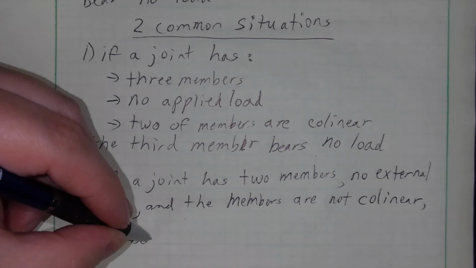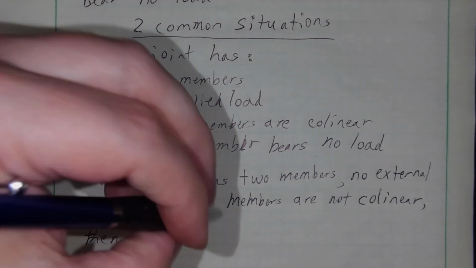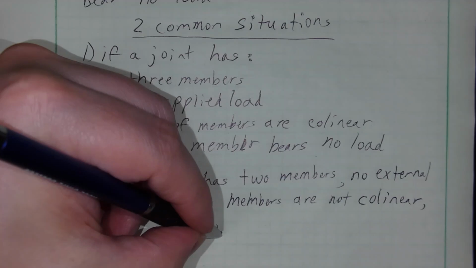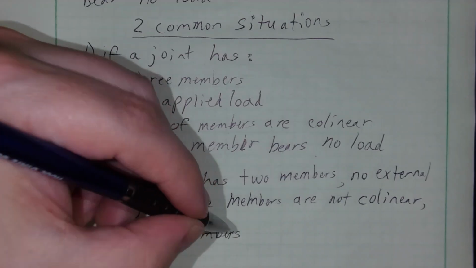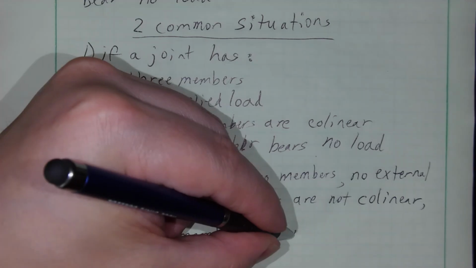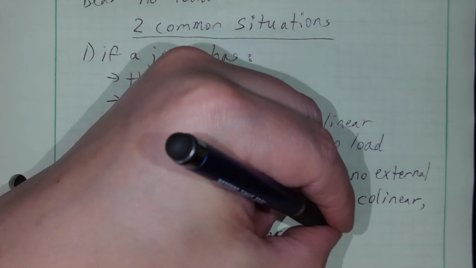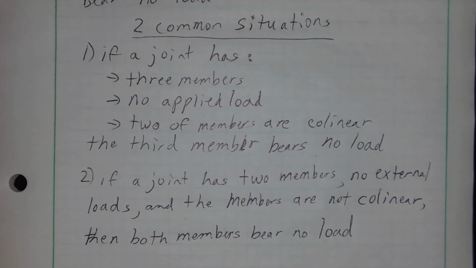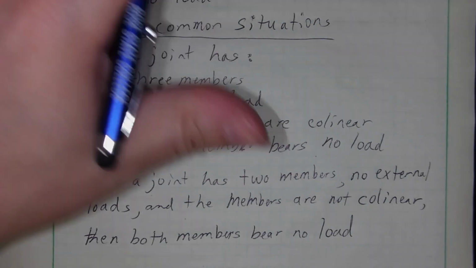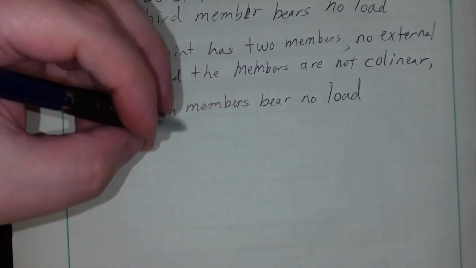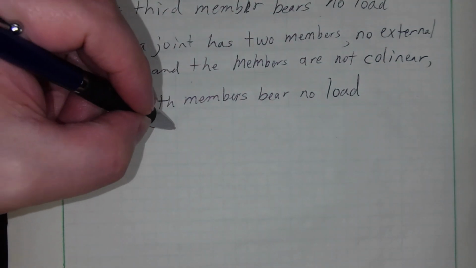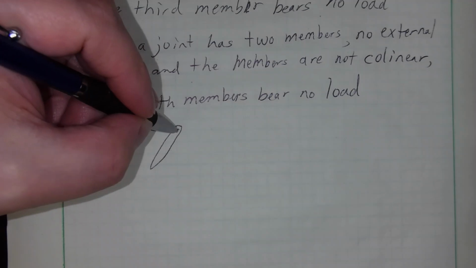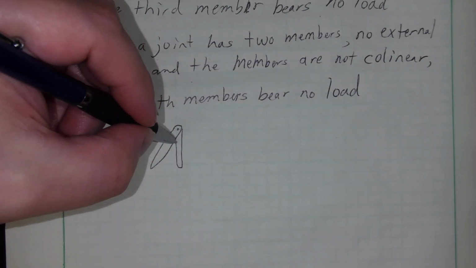Then both members bear no load. What do I mean by that? Well, let's say you have this. Some member here, some member vertical.